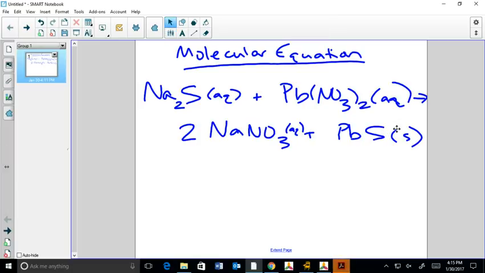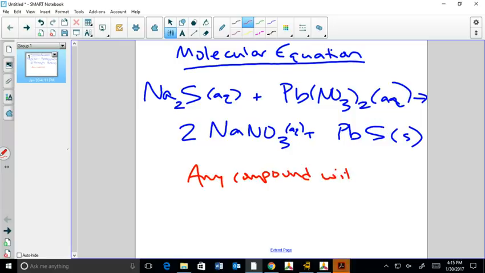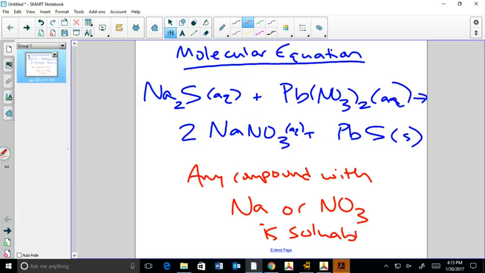And again, this would be any compound with Na or NO3 in it is soluble. So this is just our basic molecular equation. You know this. We've worked on this all year. The difference is now I am making you know what this is. I won't tell you that, like I did in the last test, that the product that contains lead becomes a precipitate. I won't say it this time. I'm assuming you remember Na or NO3 makes it into an aqueous solution. Okay, so here's our molecular equation.